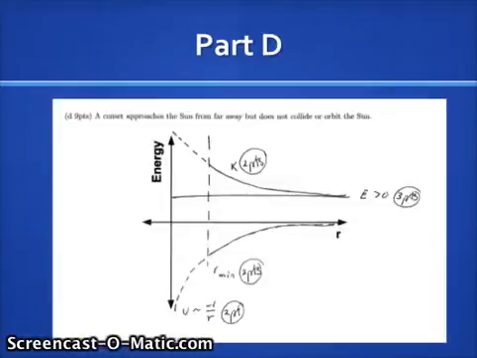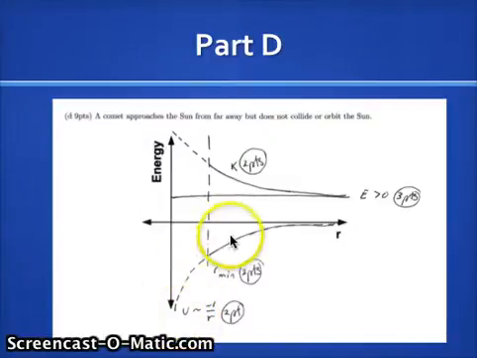For part D, a comet approaches the sun from far away but does not collide or orbit the sun. If it's approaching, as you can see, here's your total energy right here. Your kinetic energy is high and it's going to get smaller as it's going down. And your U is going to be very small because the R is really far apart.